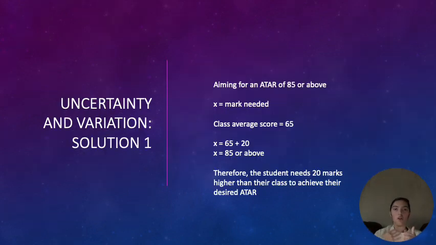Let's say, for example, the student is aiming for an ATAR of 85. They would need to get a test score of 85 or above in order to do so. To work this out, we can calculate the score needed to achieve this. Now let's say X represents the score we need. The student identifies the average score as 65, so they need to be significantly higher in order to achieve 85 or above. So now to work out X, we calculate X equals 65 plus 20, which equates to X equals 85. Therefore, they need a score of 20 marks higher than their class average in the HSC to achieve the ATAR they want.